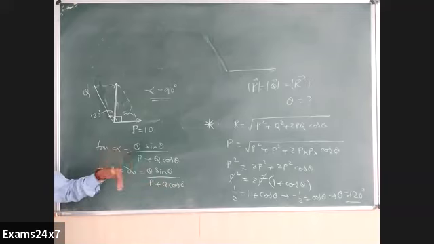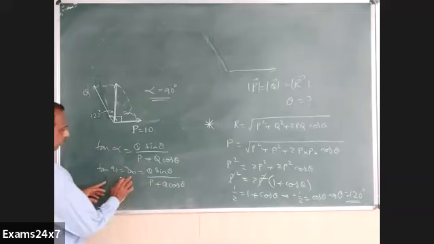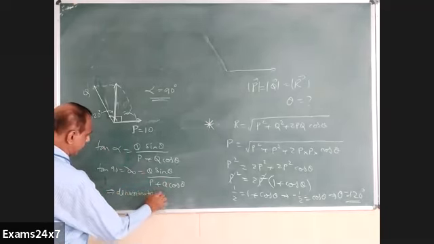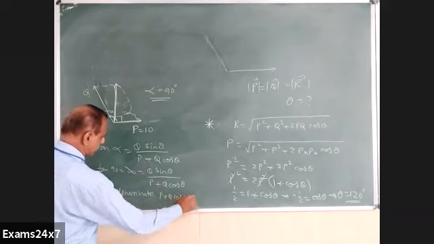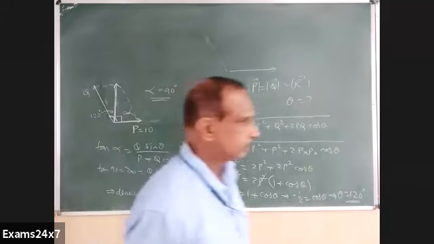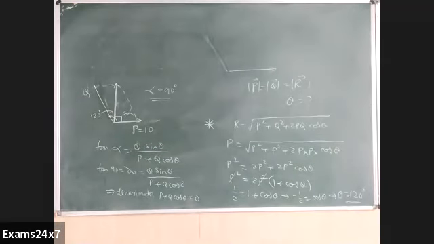Isn't it? 1 by 0, 2 by 0 means it's infinity. So this implies that the denominator P plus Q cos theta must be 0. In this we know the P value and theta value, so we can find Q now. Simplify this. The answer is 5? I don't think that's the answer.